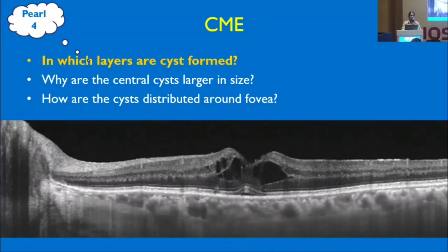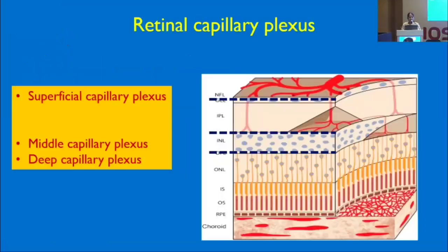Now we see, the name suggests there is cystoid macular edema, the cysts are formed. So we'll see in which layers are they formed, why are the central cysts larger in size, and how are the cysts distributed. Now the first point, in which layers are the cysts formed? So here we'll see the retinal vasculature.